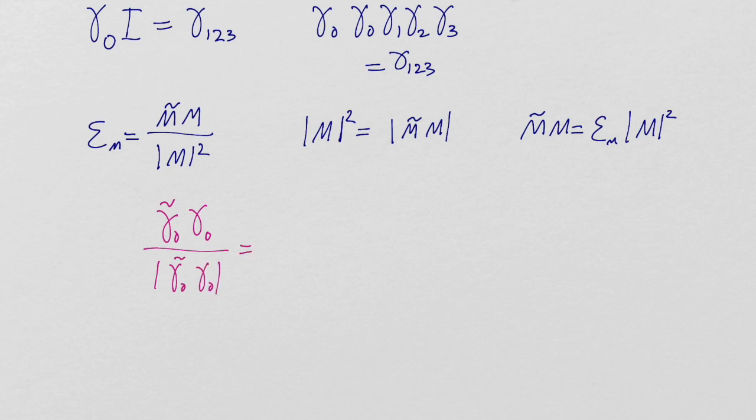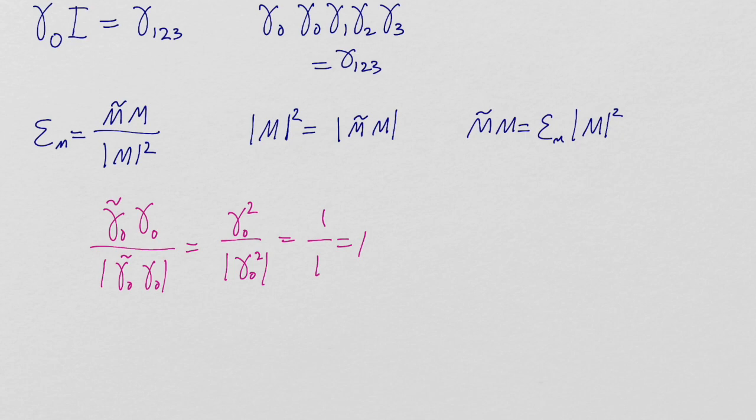Well, the top, gamma 0 is a vector, so it is its own reversion, right? So we get to review that fact. So this is just gamma 0 squared on top, and this is the absolute value of gamma 0 squared on the bottom, which is 1 over 1, which equals 1. So the signature of gamma 0 is 1. So what about the signature of gamma 1, 2, 3? Well, it's going to be gamma 1, 2, 3 reversion times gamma 1, 2, 3 divided by the magnitude of gamma 1, 2, 3 reversion, gamma 1, 2, 3.